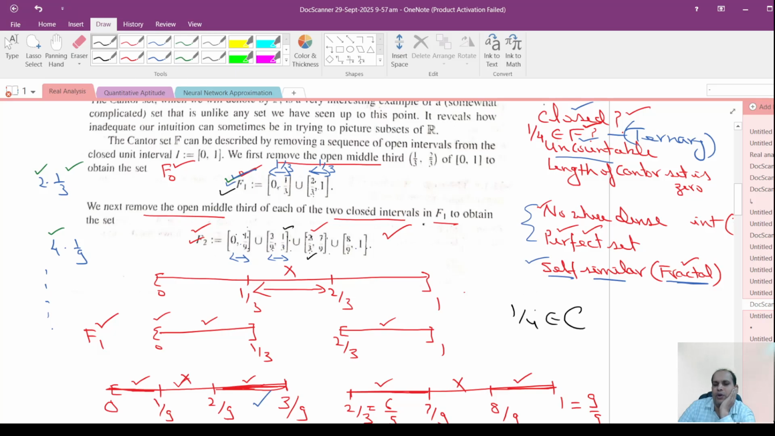So, 1 by 4 is a member of the Cantor set which is not a boundary point, not an end point of any interval.